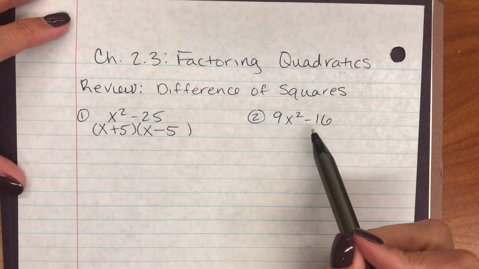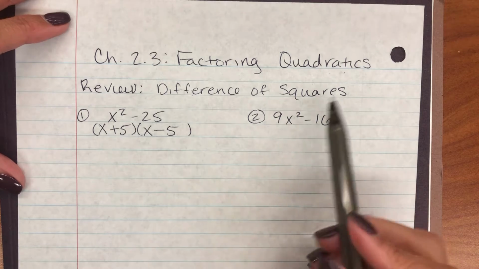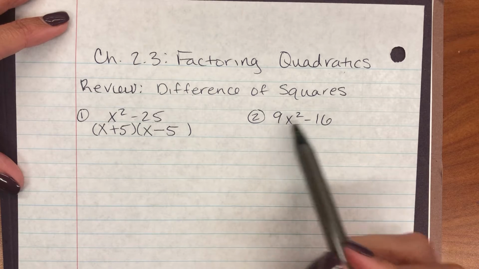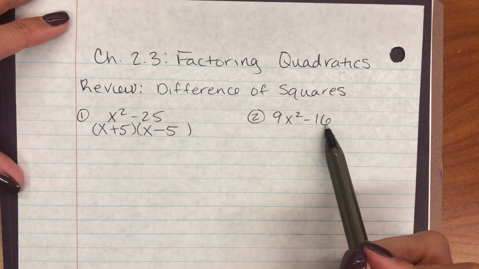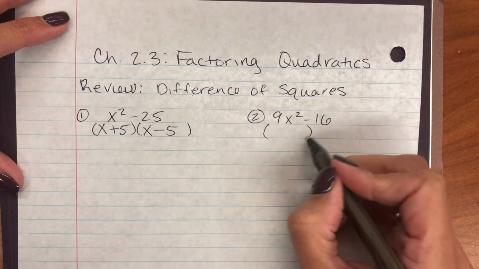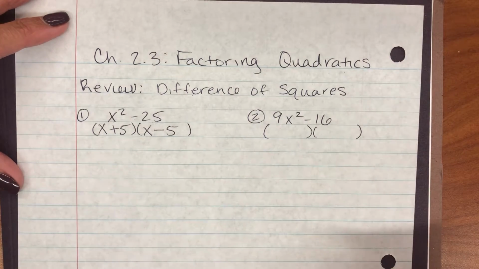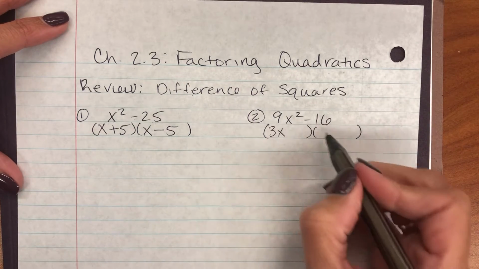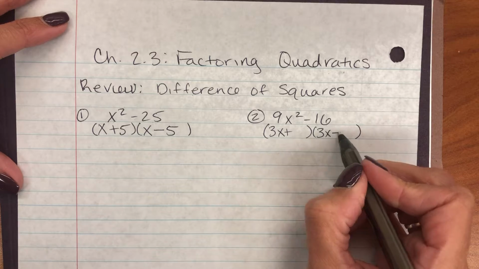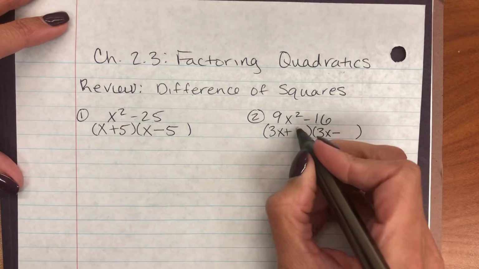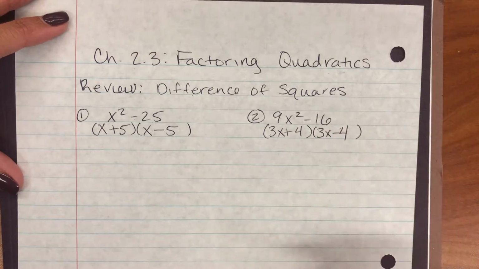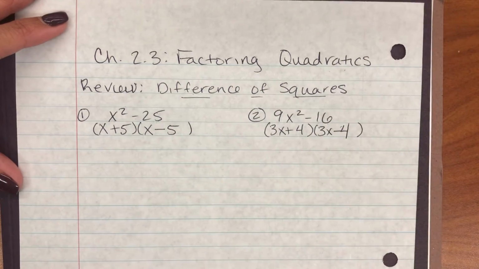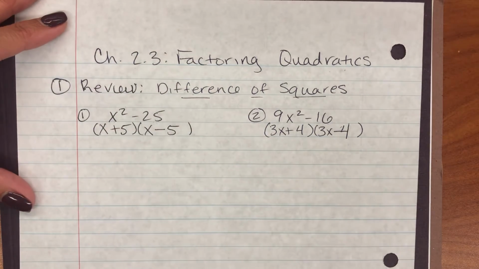Okay, for this one, just another review problem. Look for a GCF, so is there any number that can divide into both 9 and 16 evenly? No, there's not. So I'll skip to the next step, which is writing the parentheses. Take the square root of 9x squared, which would be 3x. Signs are always plus and minus. Square root of 16 is 4, and that is the factored answer. Okay, so that's the difference of squares. So that was the first factoring method there.